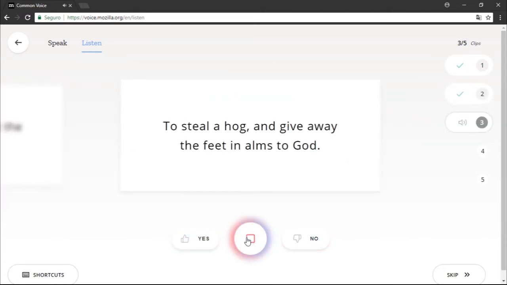To steal a hawk and give away the feet in alms to God. Well, that's very difficult to understand, so I'm gonna click no because I couldn't quite understand.